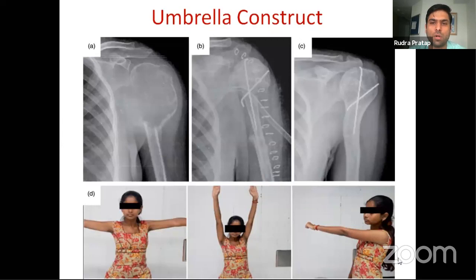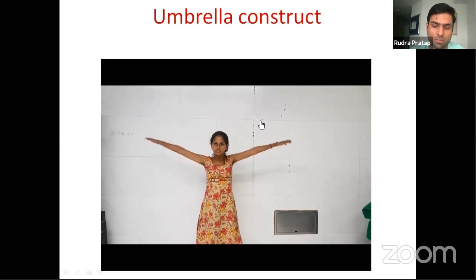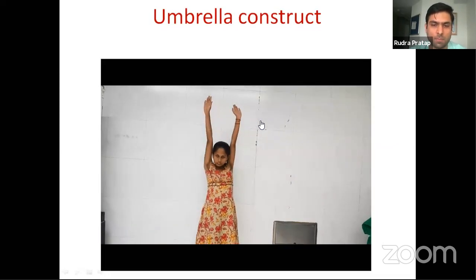This is the long-term follow-up of a patient we treated with the umbrella construct, and you can see the good abduction and flexion in this patient. Here's the video of the same patient, which shows good range of motion around the shoulder joint. You can't differentiate which side has been operated in this case.